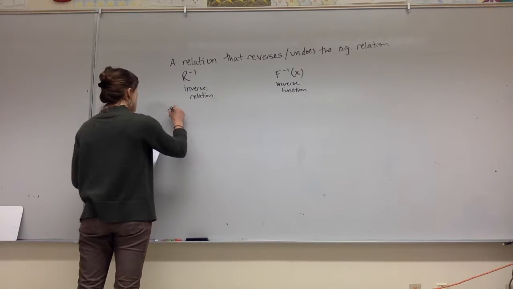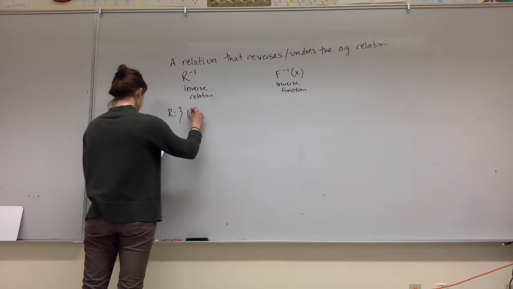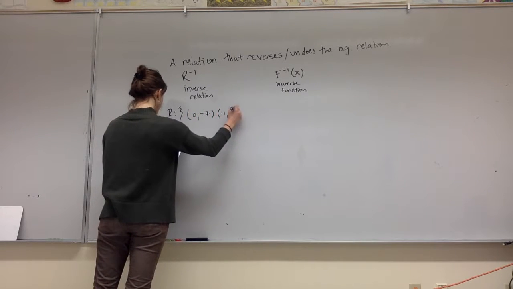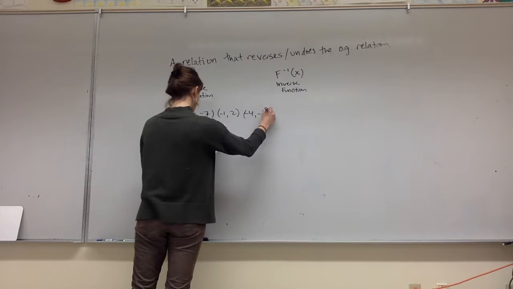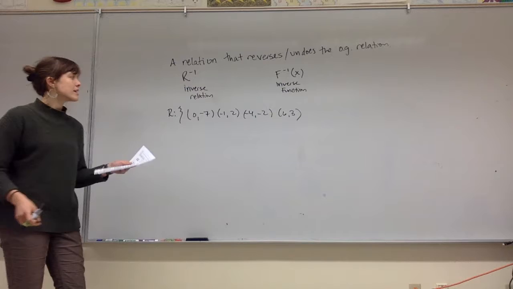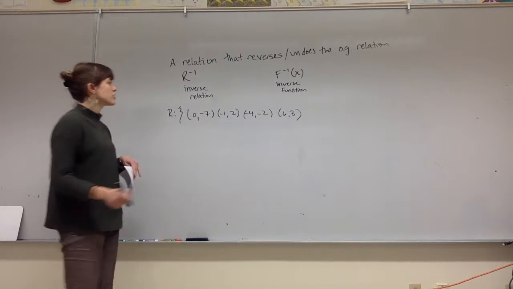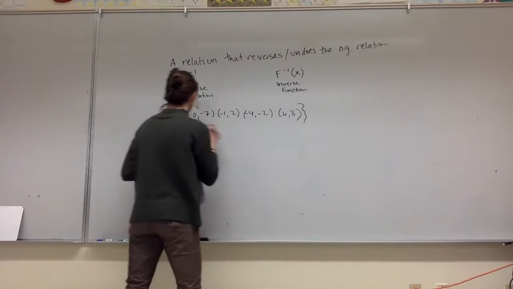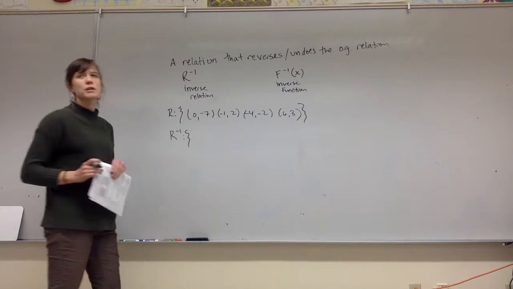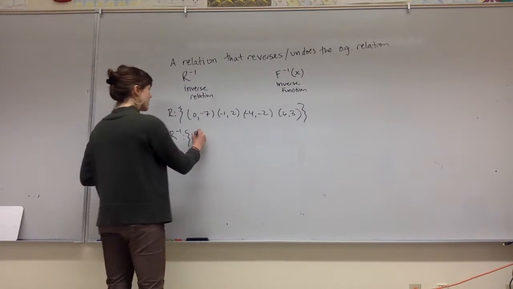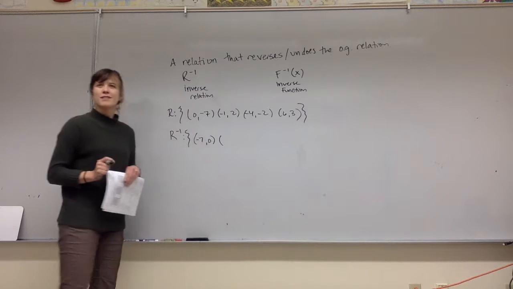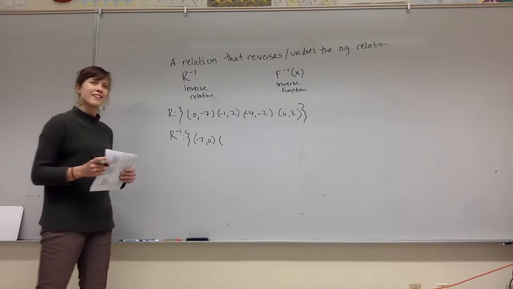So I have R, which gives me a set of coordinate points: (0, -7), (-1, 2), (-4, -2), (6, 3). And it's asked me to find the inverse relationship of these coordinate points. What do you guys think that could possibly be? Yes, switch the x and y. And why would I do that? Because that's what math told you to do.